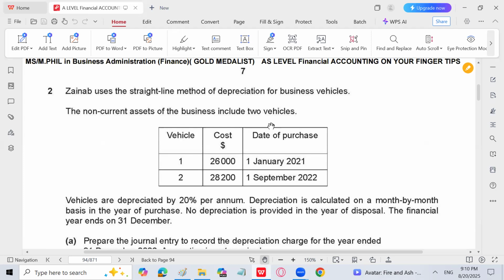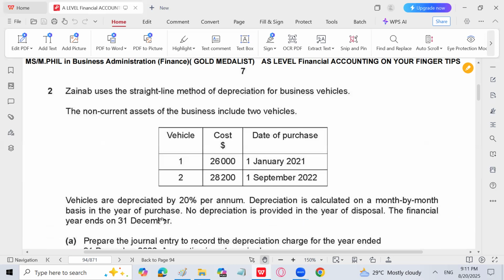The non-current assets of the business include two vehicles. Vehicle 1, 26,000, which was purchased on 1st January 2021. So this asset is going to be used for the whole year in 2021, for the whole year in 2022, and so on. But the second vehicle was purchased for 28,200 on 1st September 2022. So this is used from September 2022 till December, which becomes how many months? September, October, November, December, 4 months. You need to calculate depreciation for 4 months in 2022. And then from 2023, it will be depreciated again for the whole year.